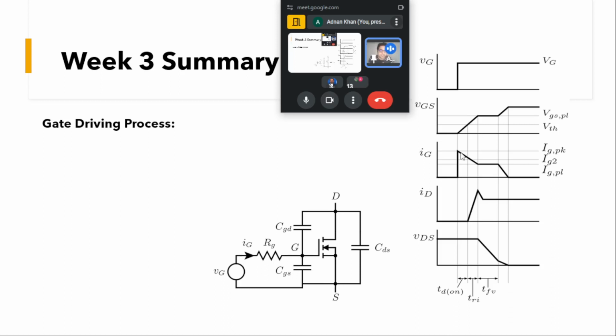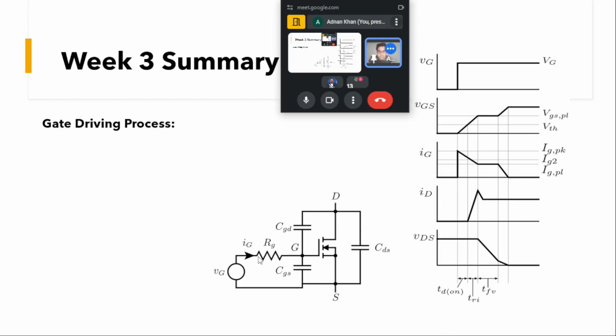So our IG current will start to drop until the Miller plateau, because at the Miller plateau this voltage will be constant, and current will start to flow after the threshold, the drain current will start to flow. And now what will happen, the current will rise, and after this Miller plateau, the voltage across the CGS won't change.